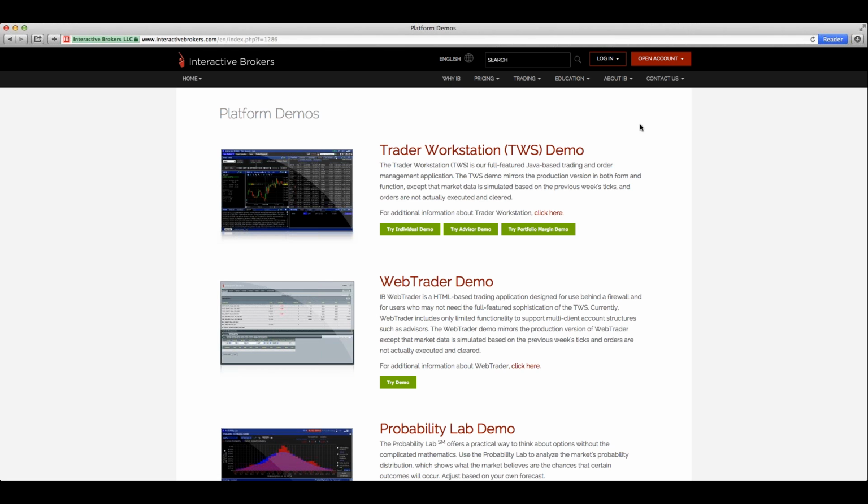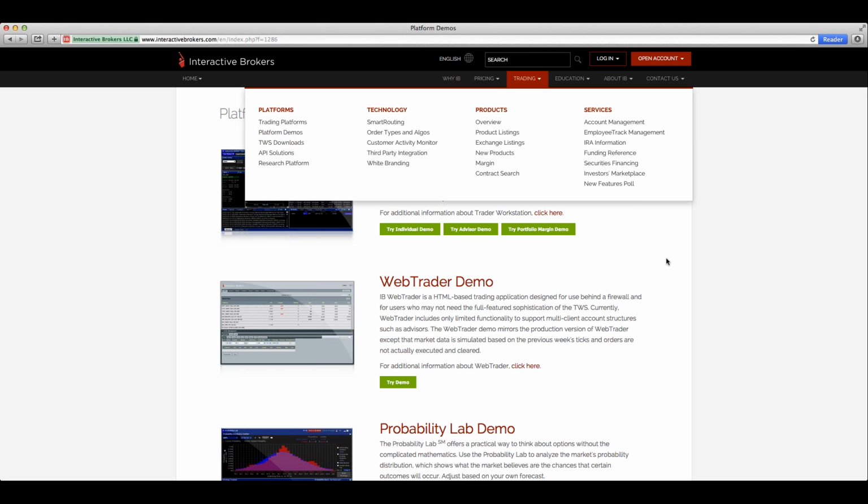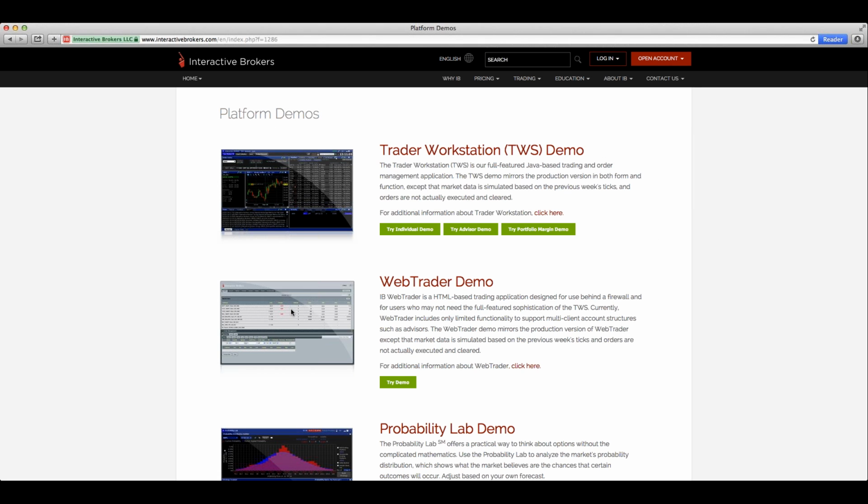So here we are on the Interactive Brokers website. If you go to trading, platform demos, it's going to bring you to this page. There are two demo platforms they let you use. One is the Trader Workstation, slightly more complicated for advanced traders, and the Web Trader, which is a simplified version. So we're going to click on that. We're going to try the demo here.